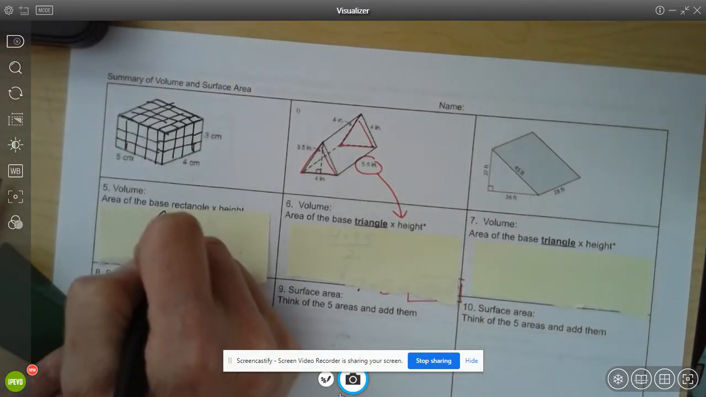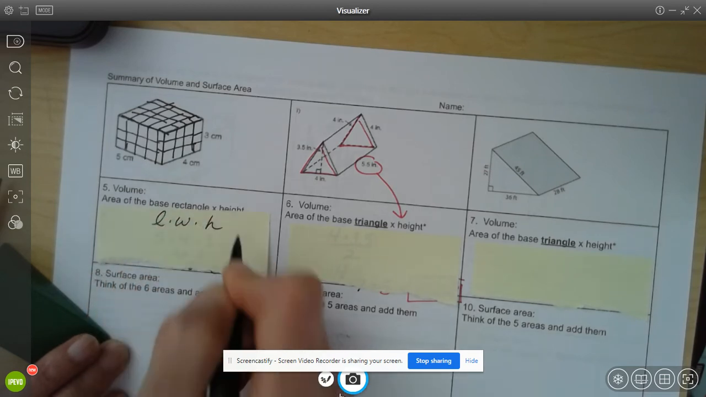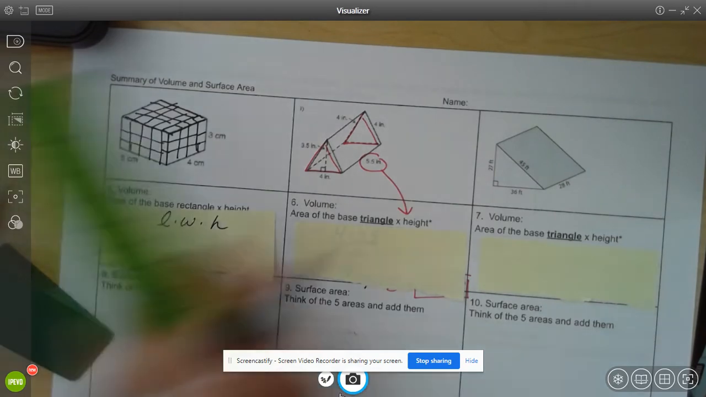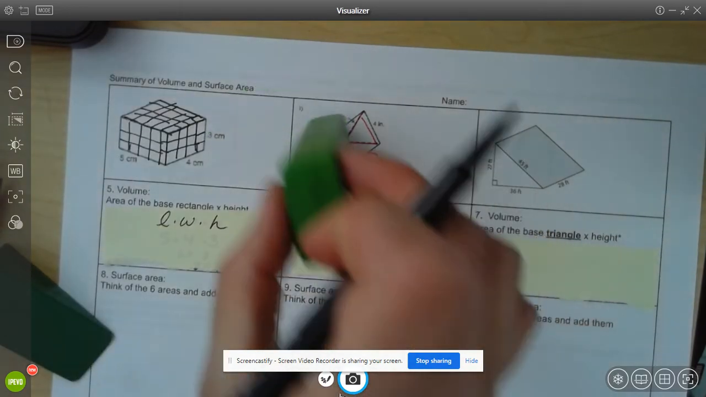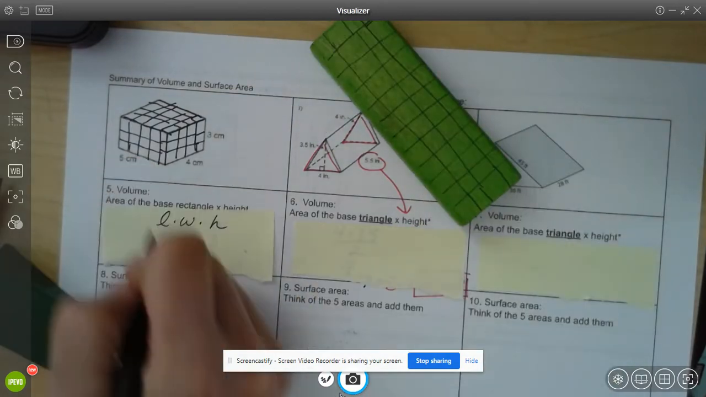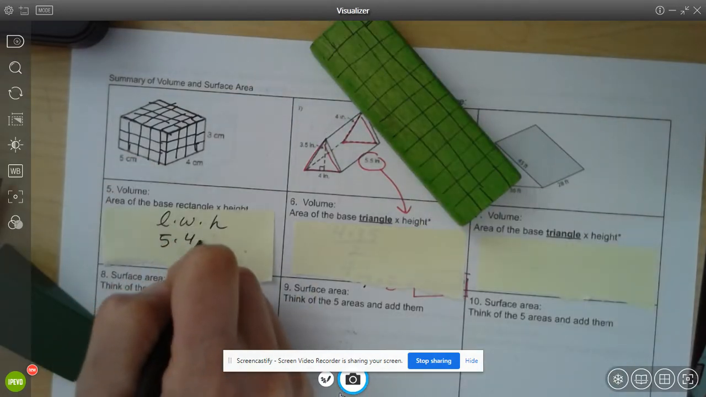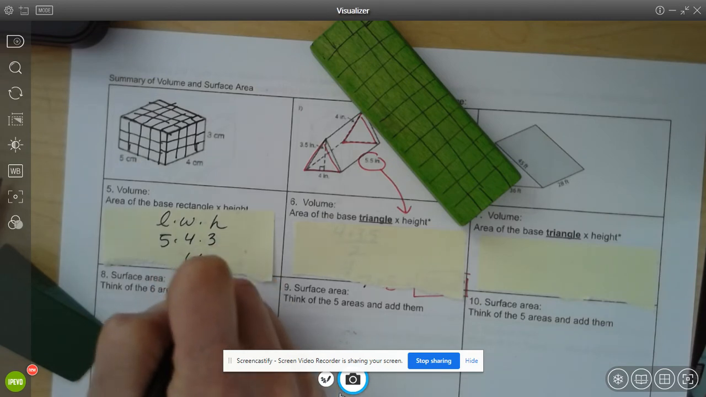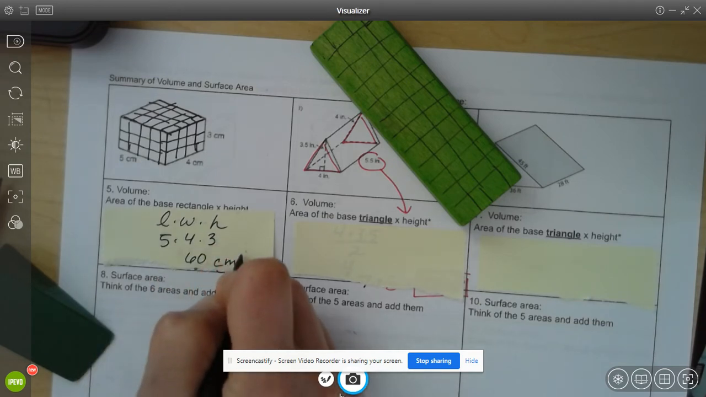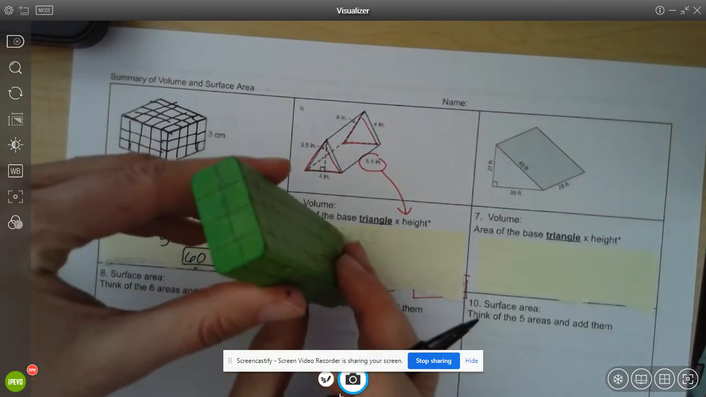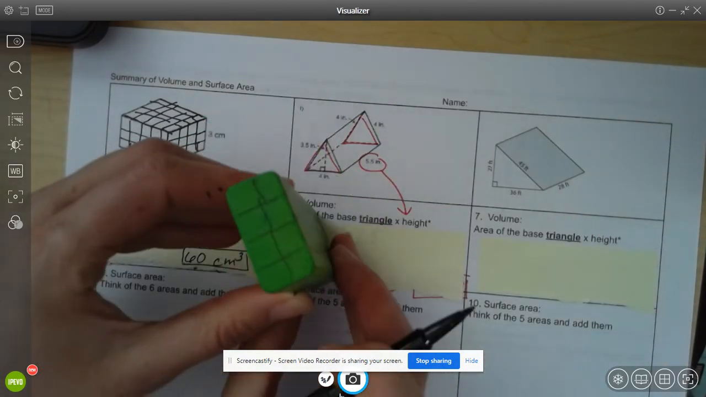So we want to be multiplying 3 dimensions together, the length, the width, and the height. On a rectangular prism, it doesn't matter what you call the length, the width, and the height. You can flip it around and it's still always a rectangular prism. So you just multiply those perpendicular numbers, and you can multiply them in any order you want. You will get 60 centimeters, and our units are going to be cubes because we're trying to figure out how many cubes it would take to make this.